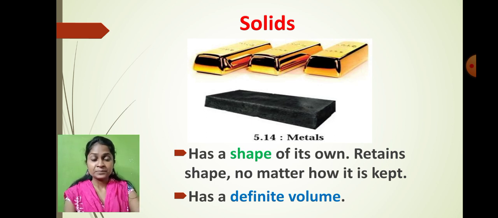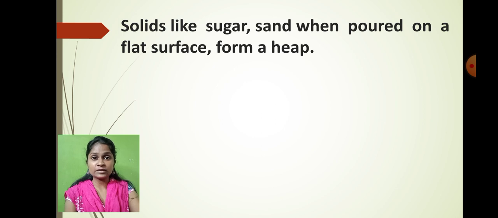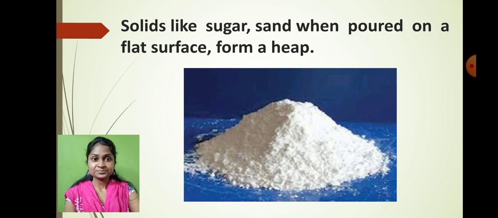Is that clear? And again students, suppose solids like sugar or sand, when we pour them on a flat surface, they form a heap. What do you mean by heap? Let's see that over here. Can you see the image here? When we pour sugar or sand on the flat surface, they form a heap. So this is called what? Heap region.